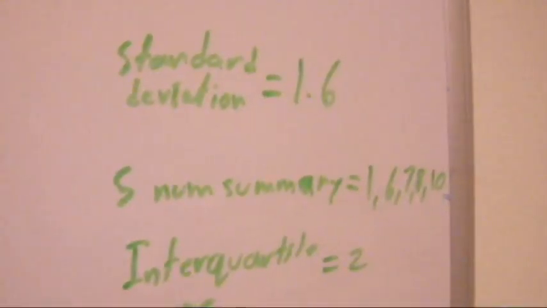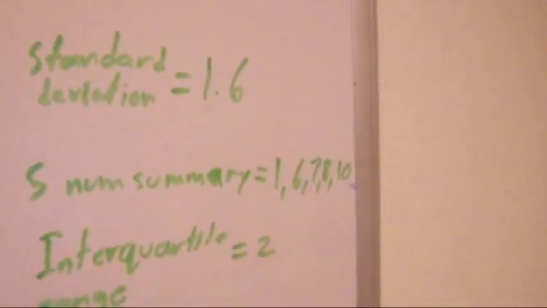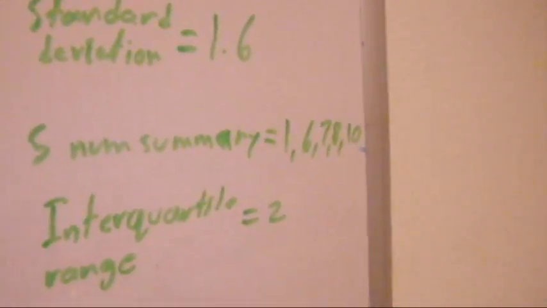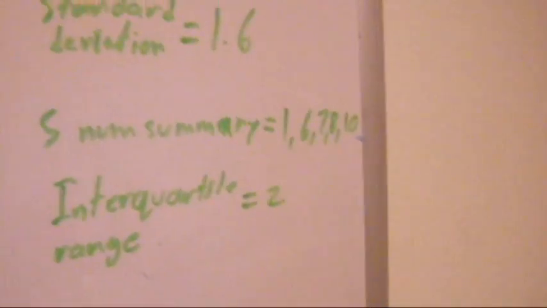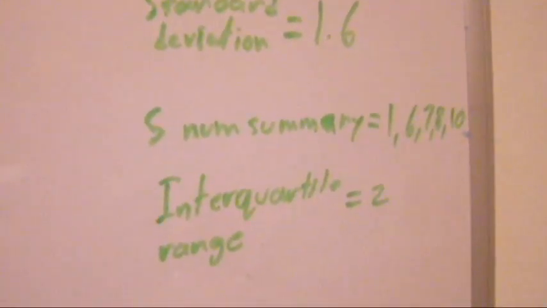Next is the 5-number summary. That consists of the smallest number, the largest number, the median, and the numbers in the middle of each half. And the interquartile range is the range in each half.